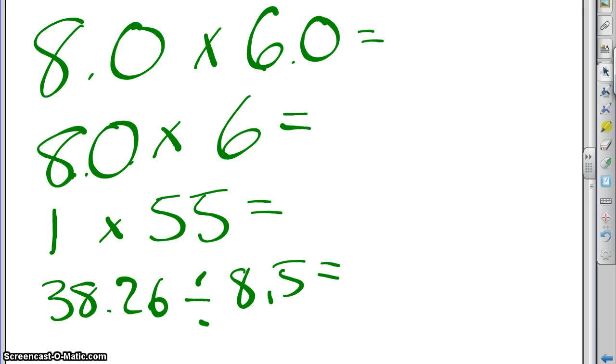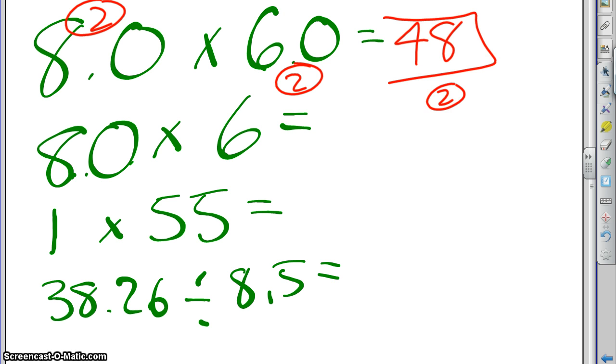Woo! 8.0 times 6.0 is 48. And now that's what your calculator is going to say. Your calculator is going to say 48. And so we go back and we count significant digits. I'm going to do this quickly. This guy has 2 significant digits. This guy has 2 significant digits. Our answer already has 2 significant digits, so it is correct. Yay us.